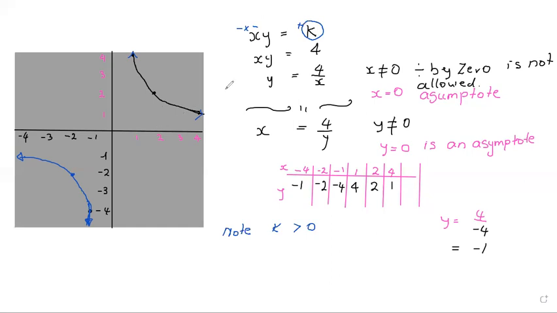All right. Now, if we had y is equal to negative 4 over x, our table will look like this.